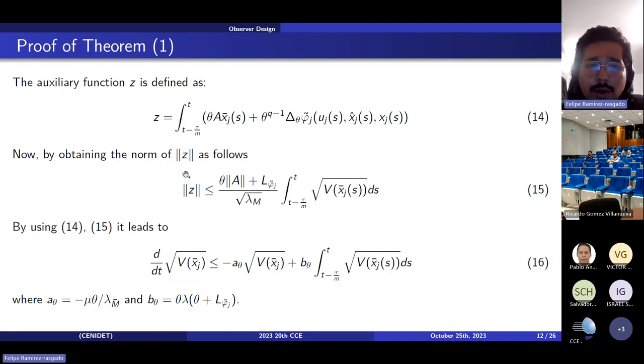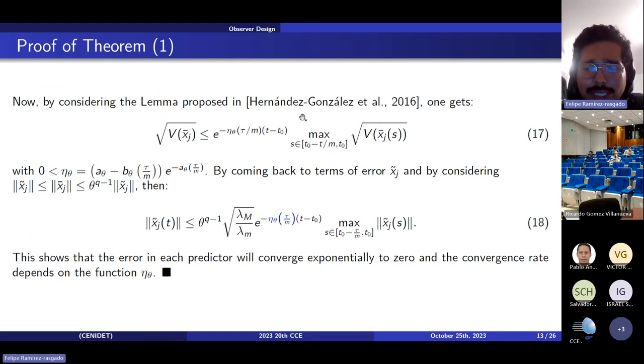So now, obtaining the norm of zeta, one gets 15, and by using 14 and 15, it leads to 16. Now considering the lemma proposed in Hernandez González et al, one gets equation 17. Coming back to the terms of the errors, the error would be bounded and would converge to zero, but the rate of convergence would be given by this term eta theta. This term eta theta is related to the prediction horizon.